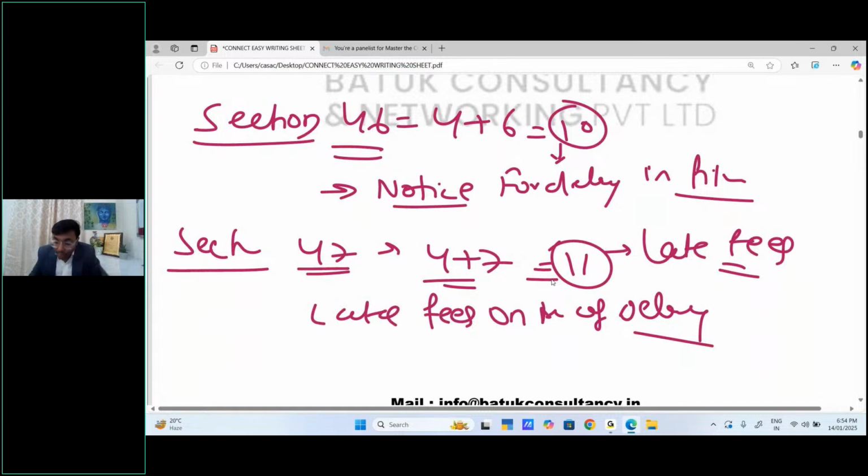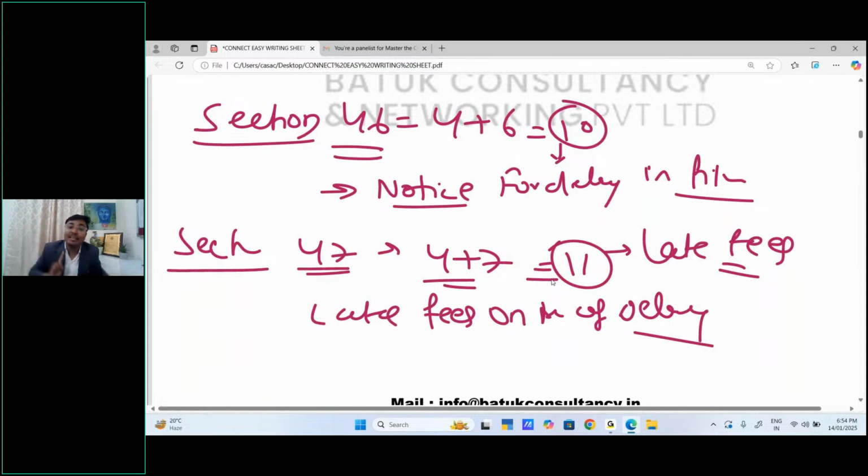This section is related to late fees on account of delay in filing the return. Section 45, 4 plus 5 is equal to 9. Just add 1 from my side, 10. Under GST, GSTR 10 is related to final return. So this section is related to final return. Section 46, 4 plus 6 is equal to 10.